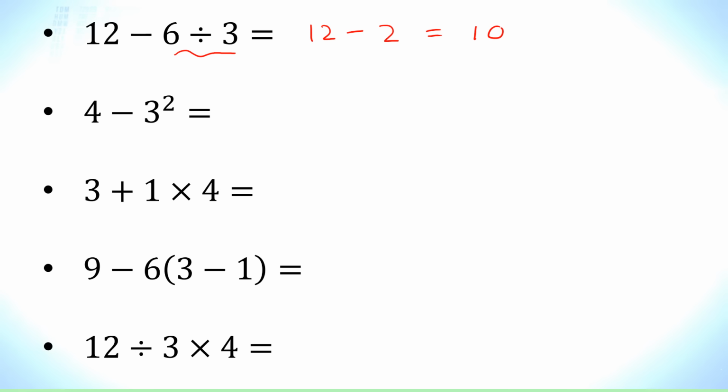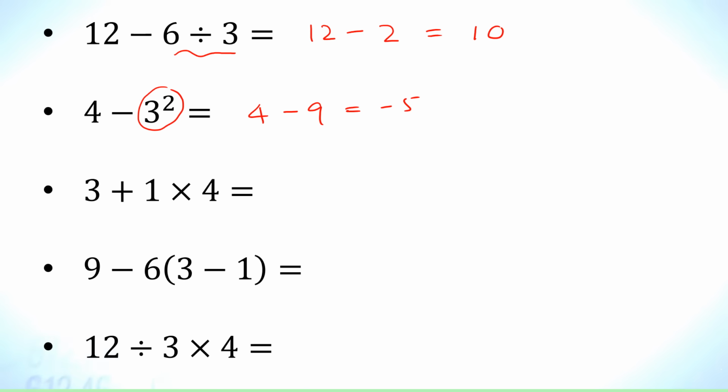So the answer is 10. And here what's going to happen is the exponent comes first. So that means you write this one as 4 minus, you do the exponents first. 3 times 3 means 3 squared, which is 9. So you get negative 5.